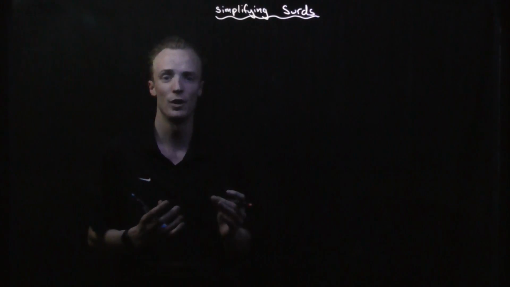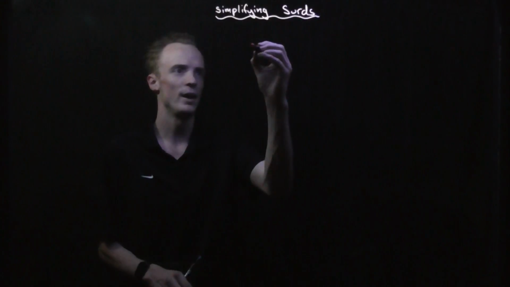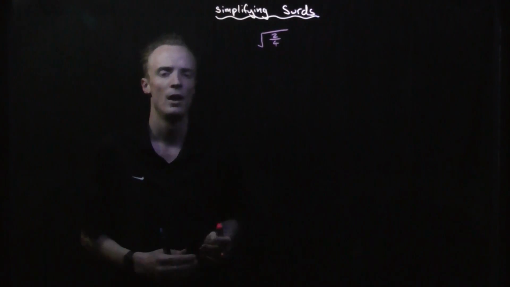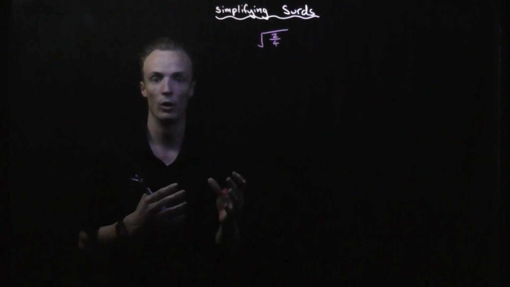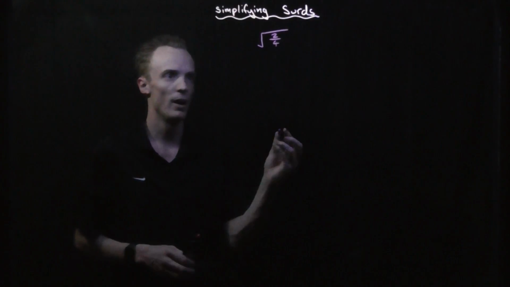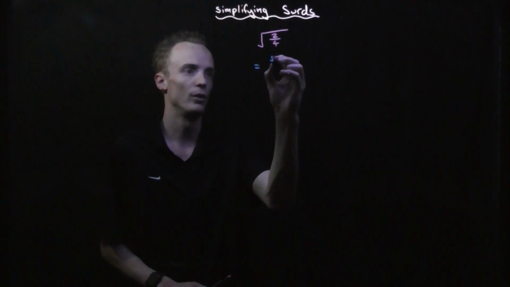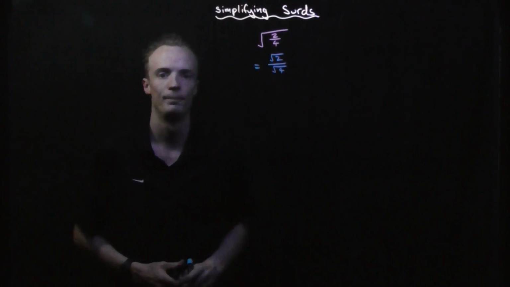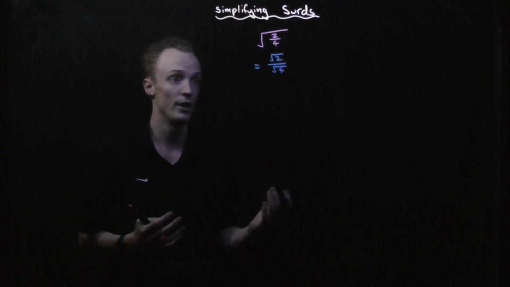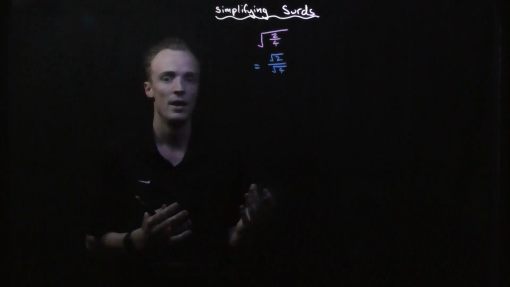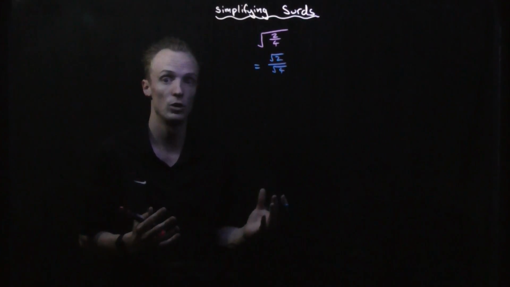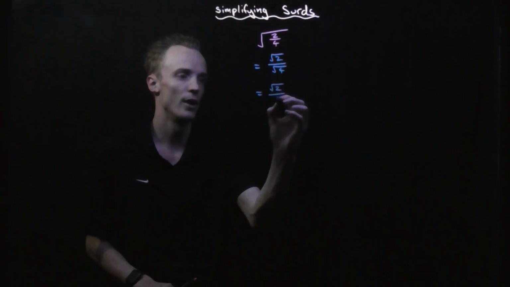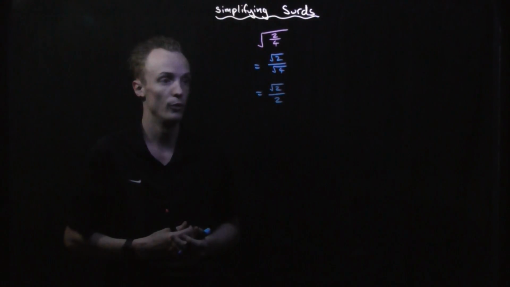Now, there's another type of surd that we can simplify. What if we had the square root of 2 on 4? When we've got the square root of 2 on 4, or a number like this, we can rewrite this as it being equal to the square root of 2 all divided by the square root of 4. Now, the square root of 2 is going to be an irrational number. We can't simplify that. However, the square root of 4 is 2. So we can rewrite this as the square root of 2 divided by 2, or in fractional form, root 2 on 2.